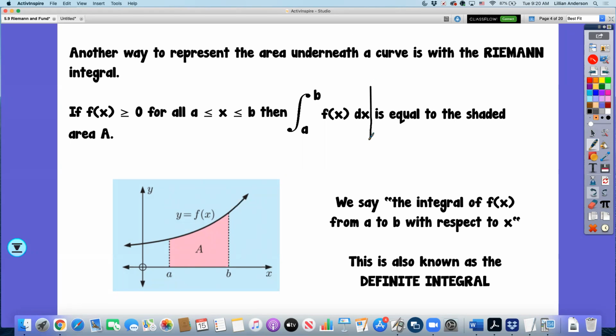This is the way that you'll see these problems written to find the exact area. It is read as the integral of f of x from a to b with respect to x. This is also known as the definite integral. So if they say anything about Riemann's integral or the definite integral, realize they're the same thing, what I've boxed in blue: the integral of f of x from a to b with respect to x.